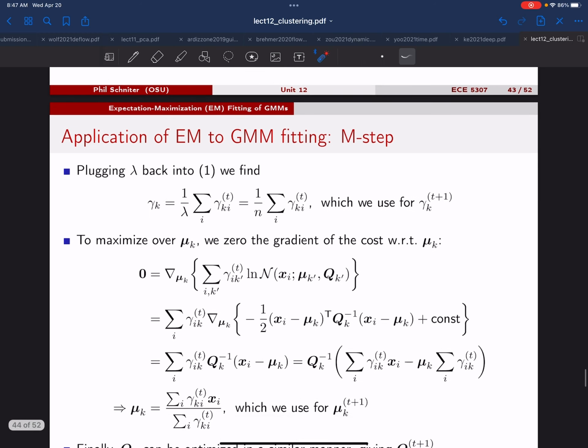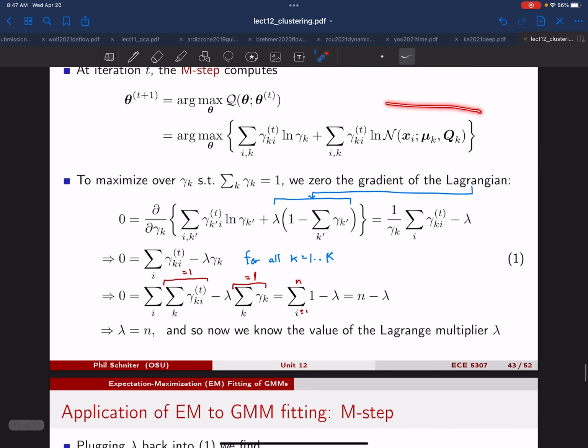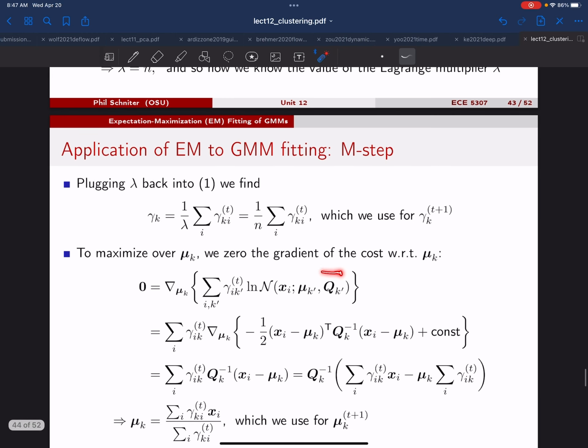Okay, so we go back to our cost here. We set the gradient of this with respect to mu, we set that to 0. The first term doesn't matter, so we can focus on this. So here's that second term. We take the gradient of mu, set that to 0. Because the gradient is linear, we can move this outside. So we need to take the gradient of mu of this log Gaussian.